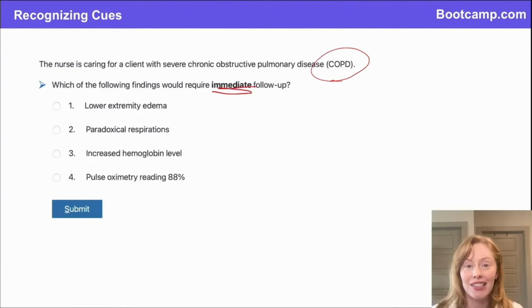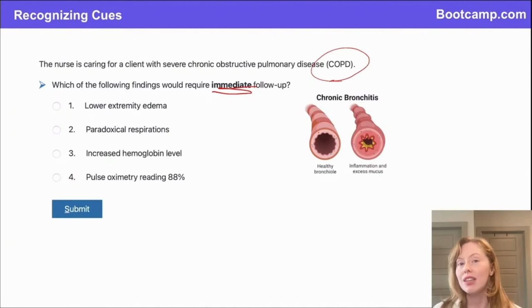And when the NCLEX asks you this, what they mean is, which one of these is an unexpected abnormal finding? Because somebody with COPD, even when they're completely stable, they're not going to have a perfectly normal assessment, right? You're going to have several abnormal findings, and you have to exercise your clinical judgment to figure out what I can just document and what I need to act on. And so let's consider each of these. Lower extremity edema, paradoxical respirations, an increased hemoglobin level, or a pulse ox reading of 88%.